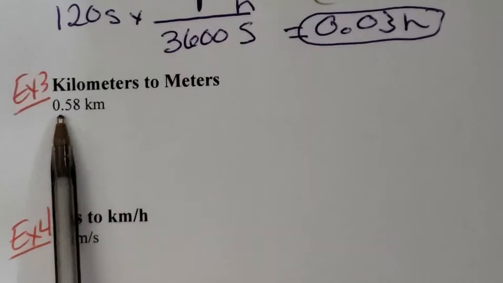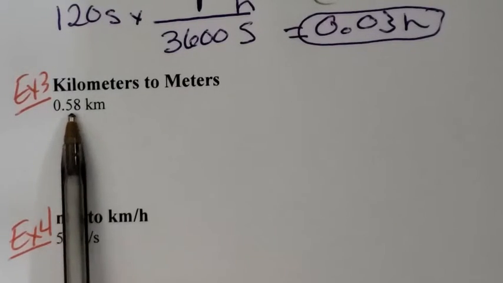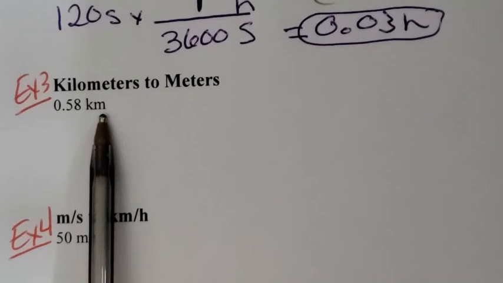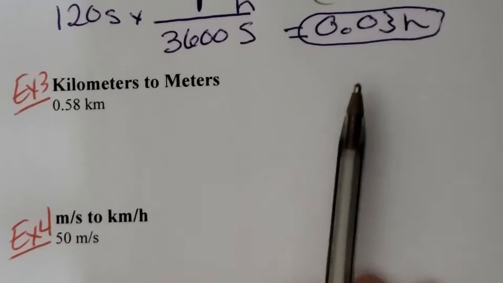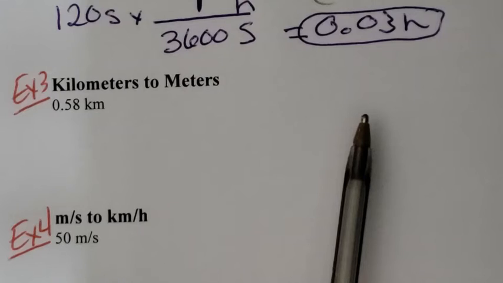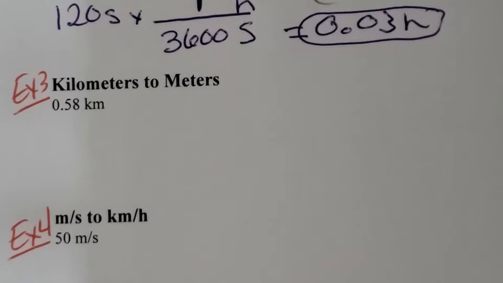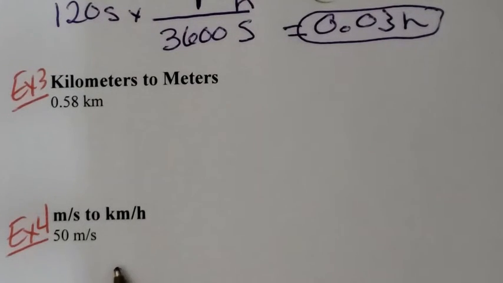There is actually 2 ways to do this. You could just take the decimal and go 1, 2, 3 and get 580. Or we can do the method we've been doing so far. And the reason I'm showing you this is we're coming up to some complicated examples. We need to practice the easy ones first.